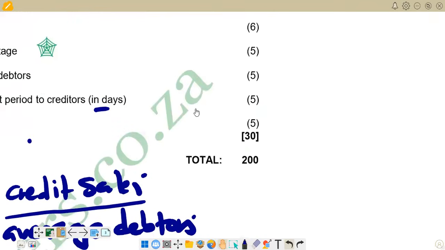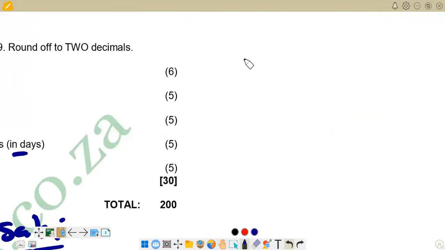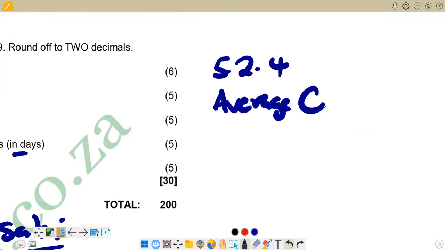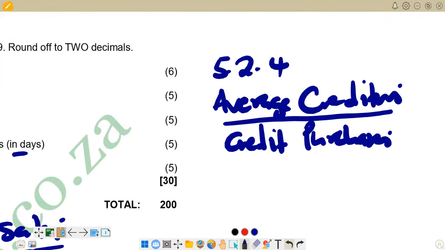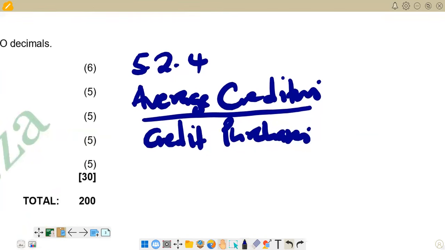So we go there on 5.2.4. We are again going to put our formula down first. So on average payment period to creditors, the formula is average creditors, this is our numerator, and then we divide by credit purchases. Obviously, remember it's going to be presented in days, so we multiply by 365 over 1.